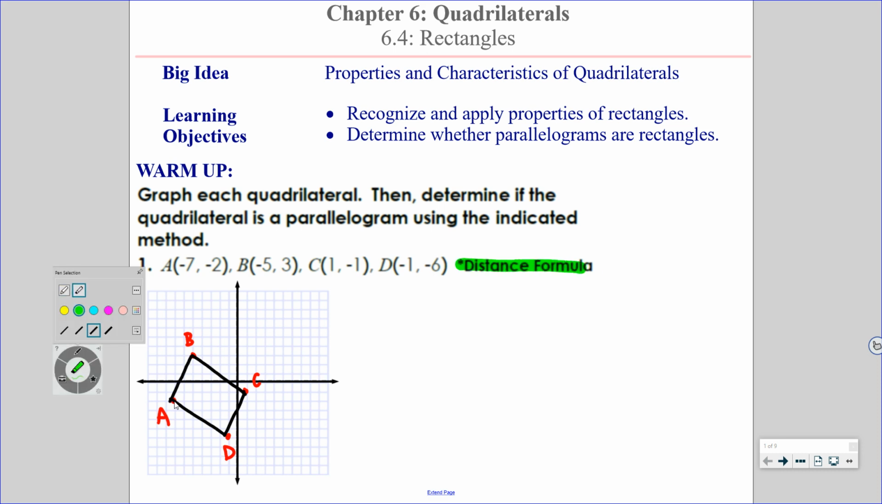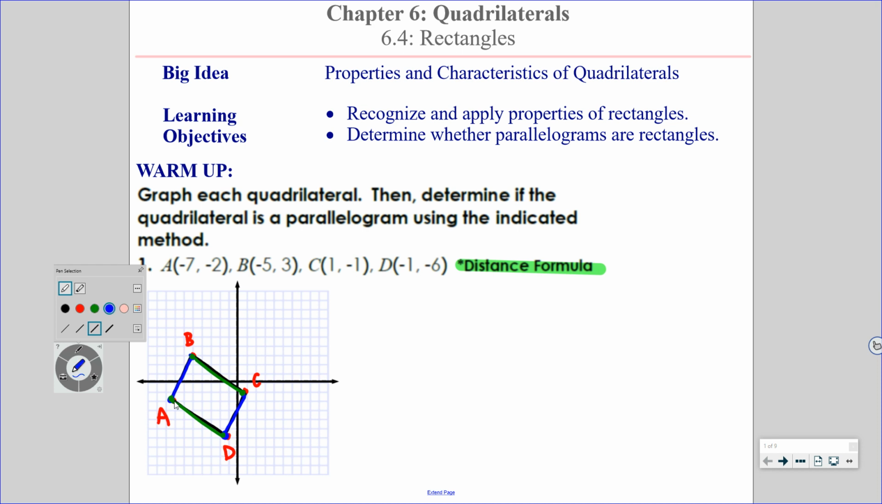All right, so in this first example, after you get that plotted, they want me to use distance formula to determine if it's a parallelogram. How would I use the distance formula to prove this is a parallelogram? What do we have to show? Glenn? Distance won't tell me if they're parallel. It tells me if they're congruent. So we need both sets of opposite sides. We need to show that those are congruent.